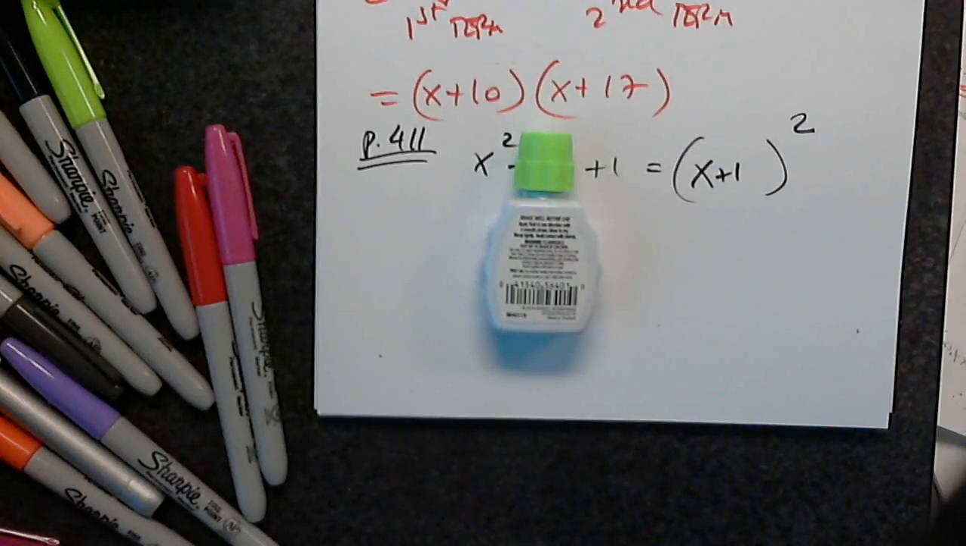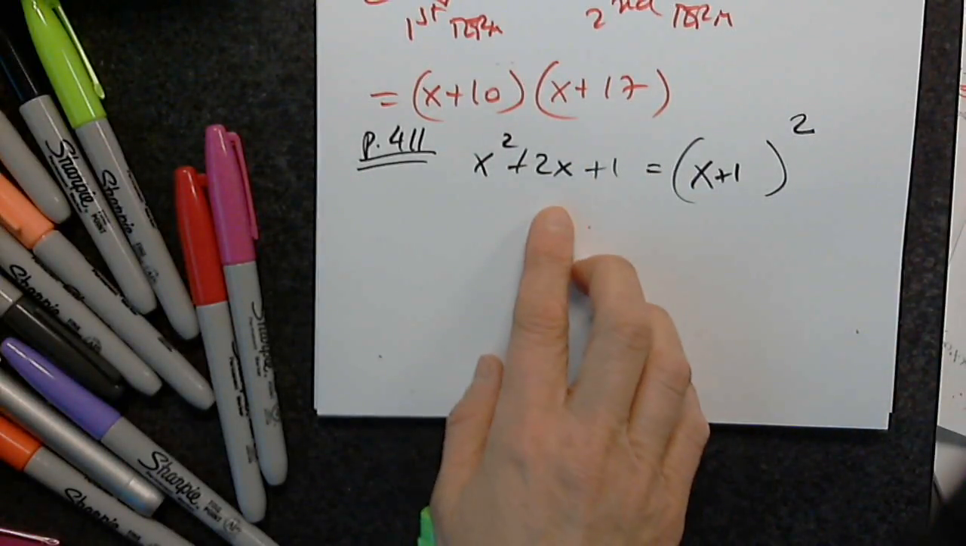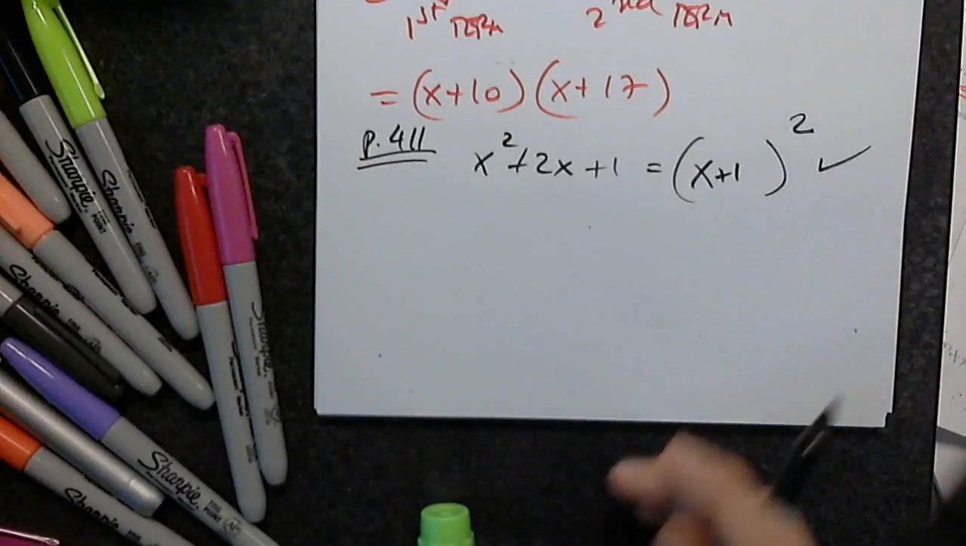If this middle term here is not 2x, this does not equal that. And I'll erase it. It's false. Do I have 2x here? So this is the correct factored form.